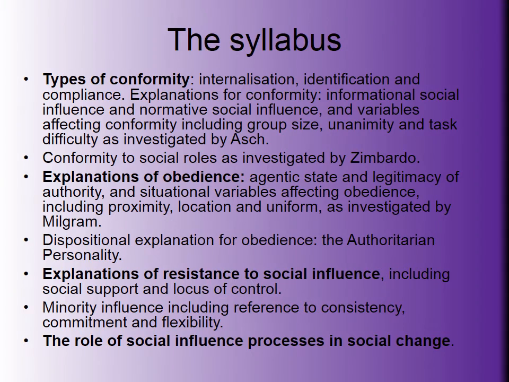The syllabus for the AS or Year 1 A-level psychology focuses on 4 areas within social psychology under the umbrella of social influence. We will be looking at types of conformity, explanations of obedience, explanations of resistance to social change, and the role of social influence processes in social change. Let's break those down a little more now.